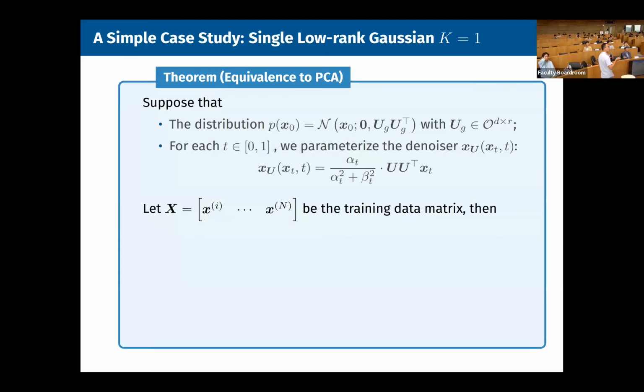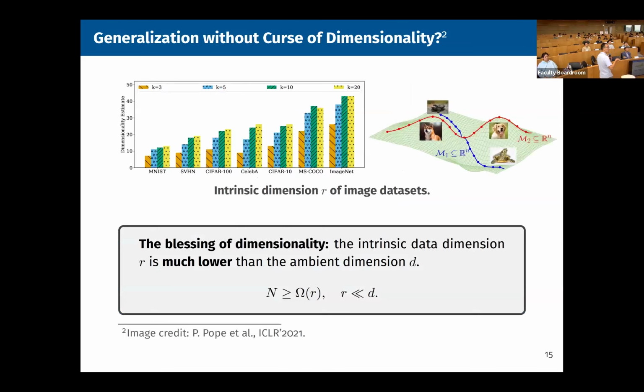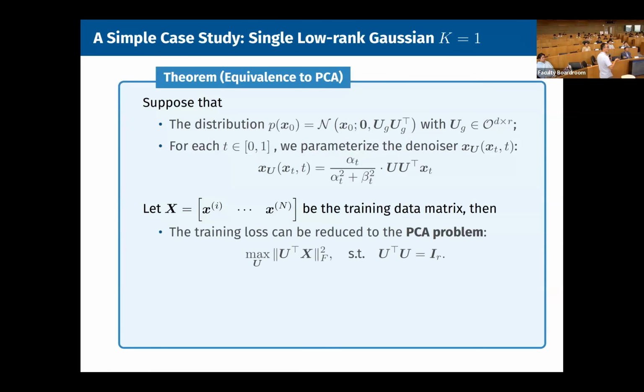In this case, based on the optimal posterior mean, let's parameterize our neural network something like this, inspired by the optimal posterior. Once you parameterize your neural network like this, you can show by plugging this back into the training loss, which is something like this in the first row, that the training loss is exactly equivalent to the PCA problem, right?